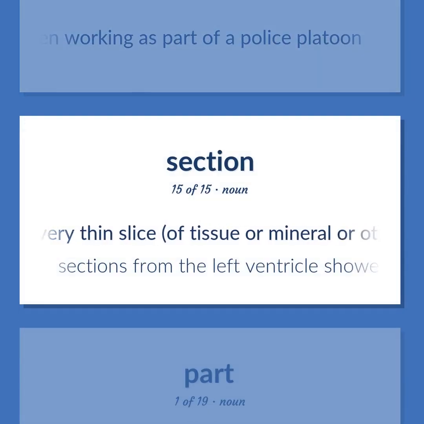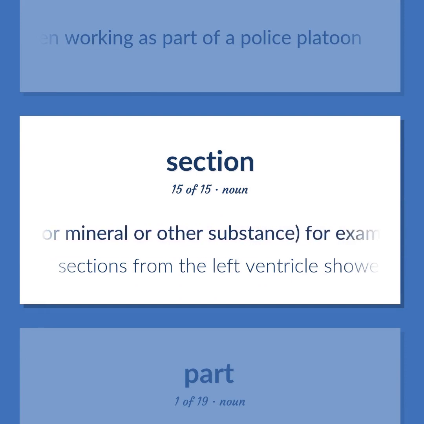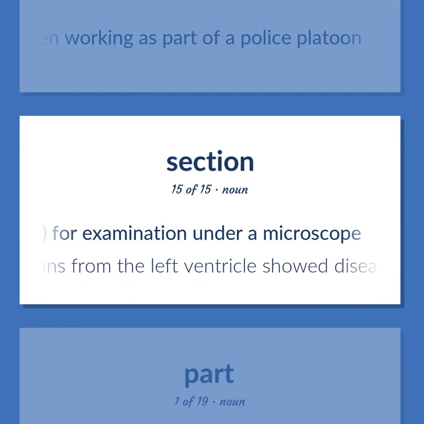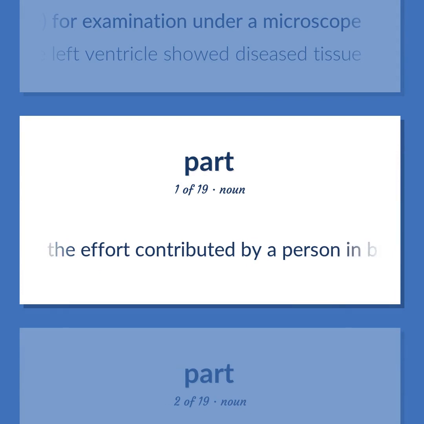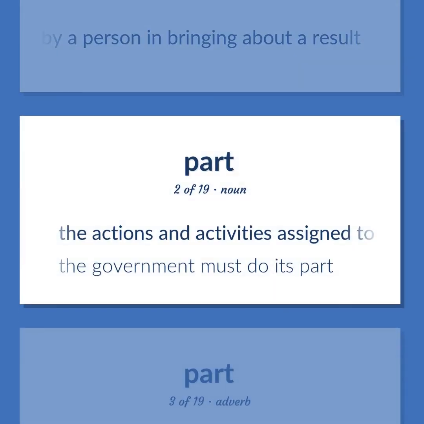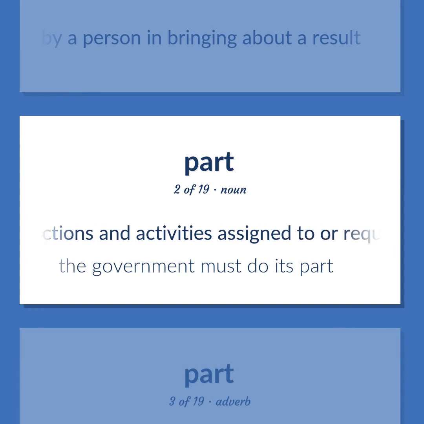A very thin slice of tissue or mineral or other substance for examination under a microscope. Sections from the left ventricle showed diseased tissue. The effort contributed by a person in bringing about a result. The actions and activities assigned to or required or expected of a person or group. The government must do its part.